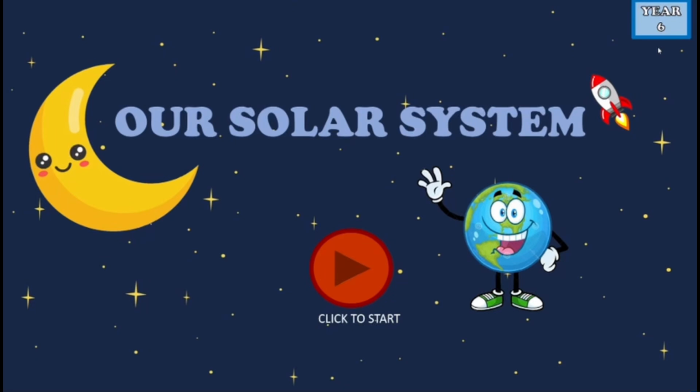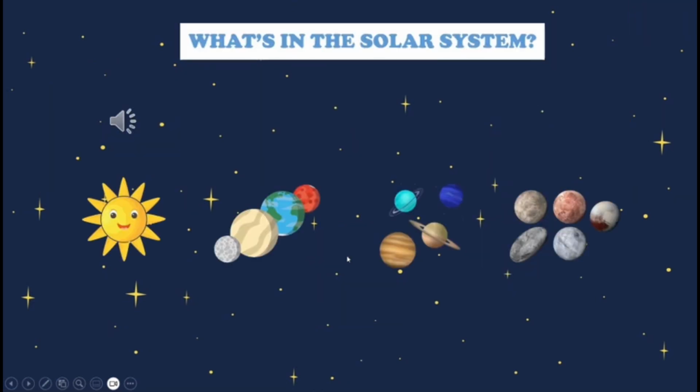So the topic for this slide is our solar system for year 6. First, we need to click here to start. Okay, as we can see, I have the audio button here. So we play the button first.